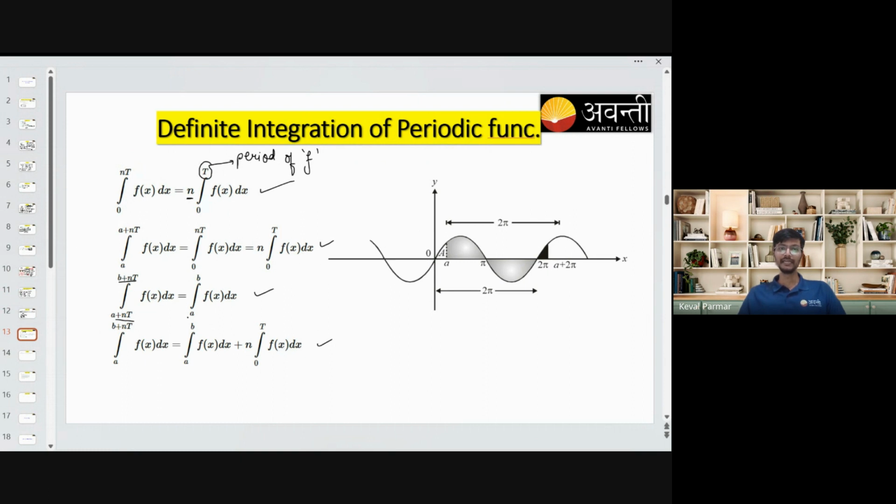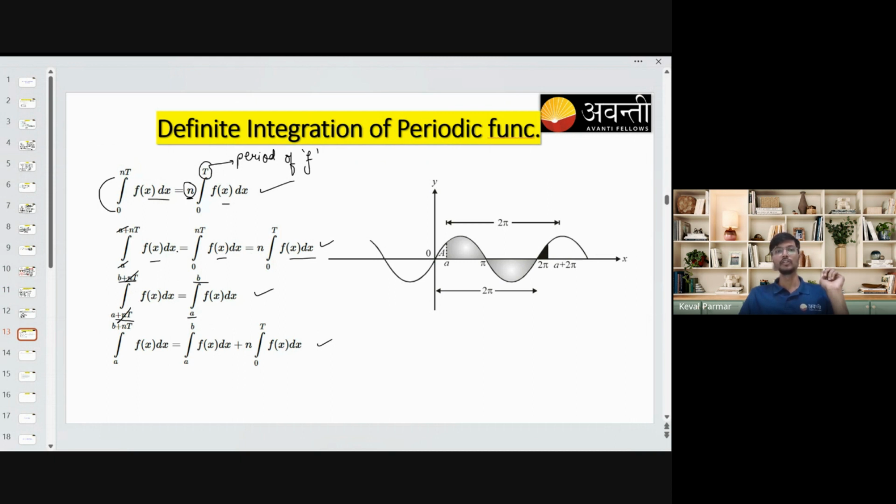Then we can simply write it as a to b. Please note that the function is remaining same everywhere. Just the limits are different. That's what I am trying to say. Pay attention to the limits. If it is 0 to nT, the n will come down. It will become 0 to T. If it is a to a plus nT, then a will get cancelled and I'll get 0 to nT, which I can write as n times 0 to T. If it is a plus nT to b plus nT, then nT will get cancelled. I'll write it as a to b.